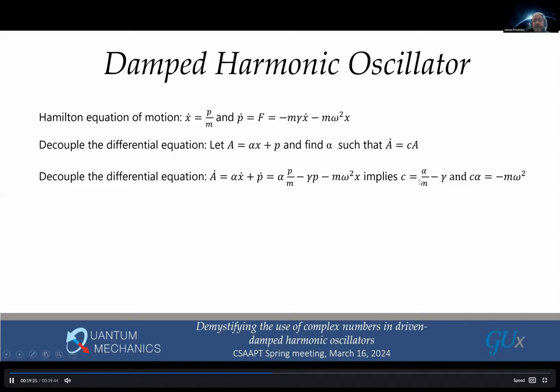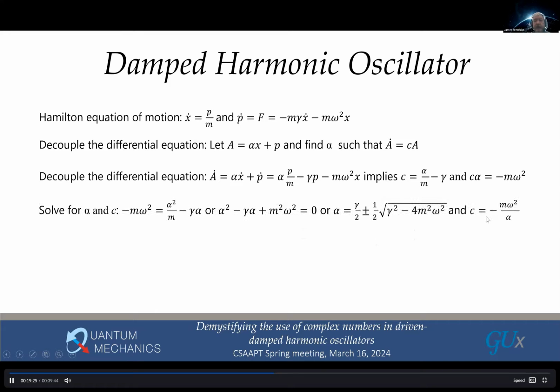We then take this for c, plug it into here, and solve for alpha. It's a quadratic equation, and the solution is gamma over 2 plus or minus 1/2 the square root of gamma squared minus 4 m squared omega squared. We're going to work in the underdamped regime where gamma squared is smaller in magnitude than 4 m squared omega squared. So this is a pure imaginary number, and this is what the c is.